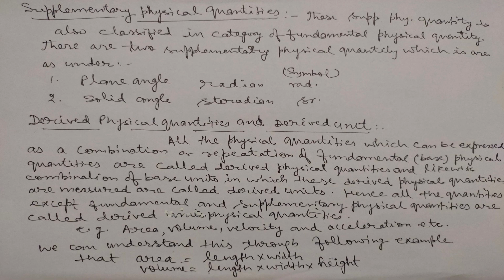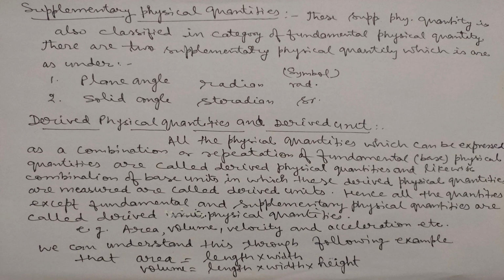So these are the two supplementary physical quantities: the plane angle and the solid angle. The plane angle is measured in radian, and the symbol of the radian is rad, and the solid angle is measured in steradian, and the symbol of the steradian is sr.